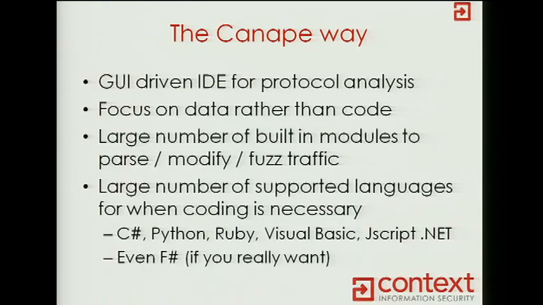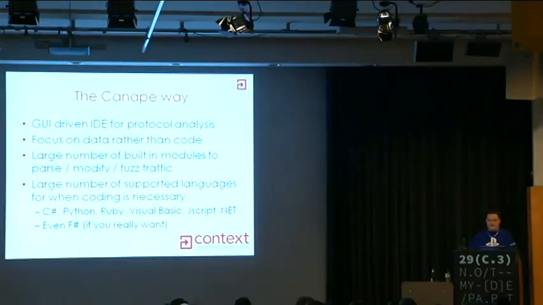So the way in which Canape is reasonably different from most of the tools I've already pointed out is that it is completely GUI-driven. While it can write code, and there's a number of supported languages, it is a Windows-only application, written in .NET. The advantage of .NET is it's quite easy to write dynamic code for it. So Canape supports C#, has inbuilt IronPython, IronRuby. If you're really crazy, you can do Visual Basic or JavaScript.NET. And if you're of the functional bent, there's even F# if you want that. And basically, you can almost plug in any .NET language you like.